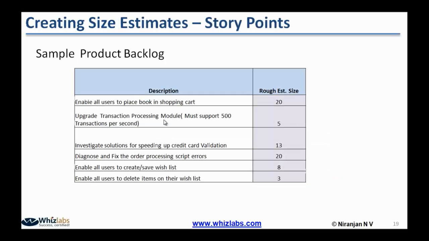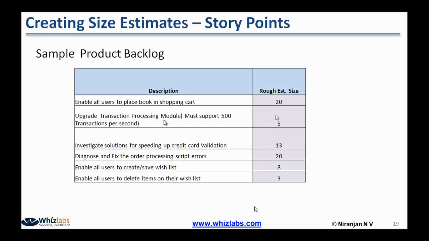Okay, so let us say there is a sample product backlog like this. So 1, 2, 3, 4, 5, 6. There are 6 features. Okay, assume the size of each of these features is written here. So this one, enable all users, has got 20 story points. Okay, the upgrade has got 5, investigation of solution has got 13. Okay, diagnosing 20, like that. So these numbers tell the size of each of the features or user stories or product backlog items.